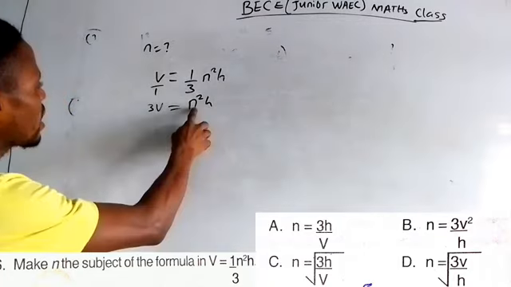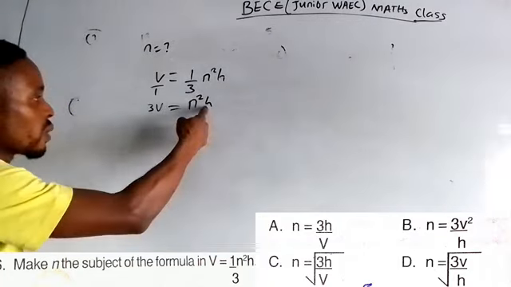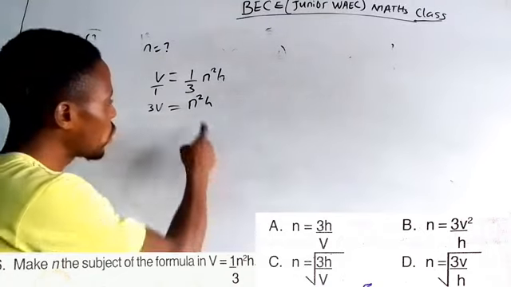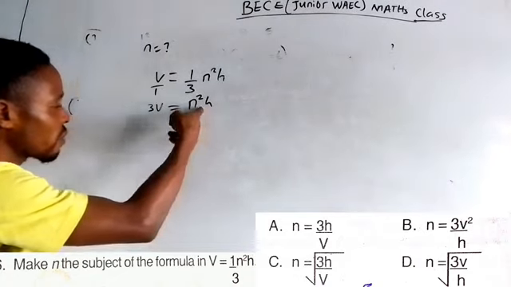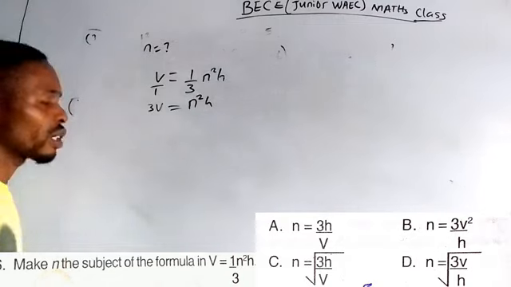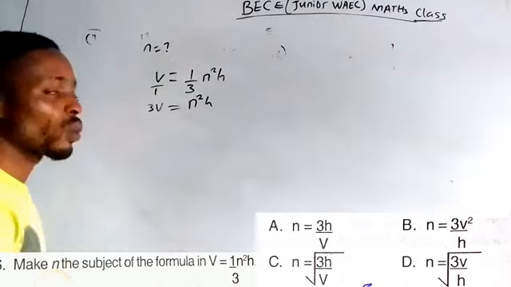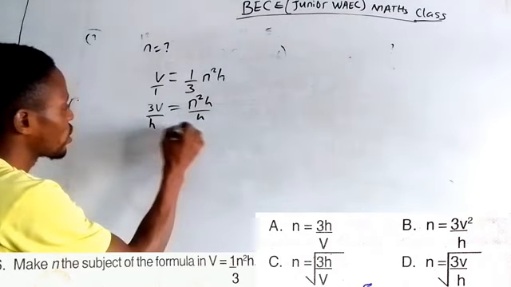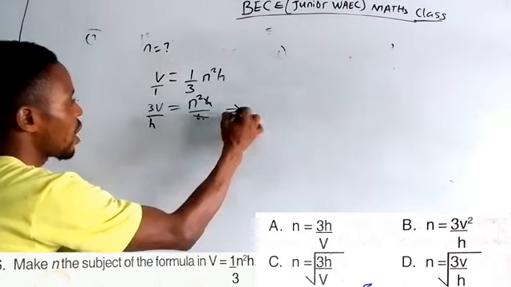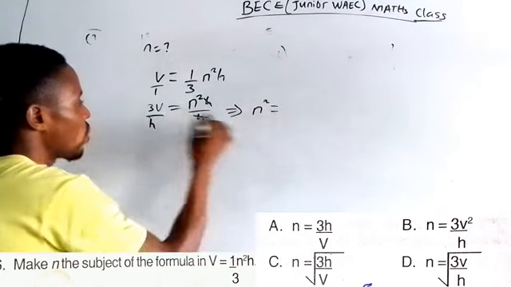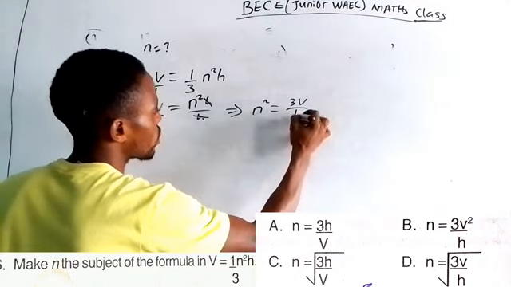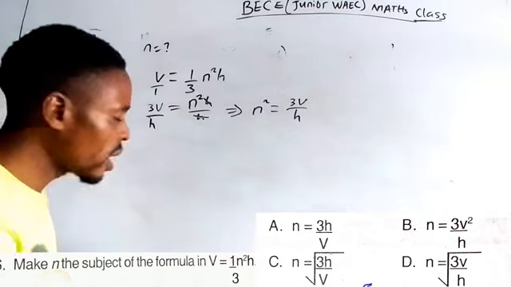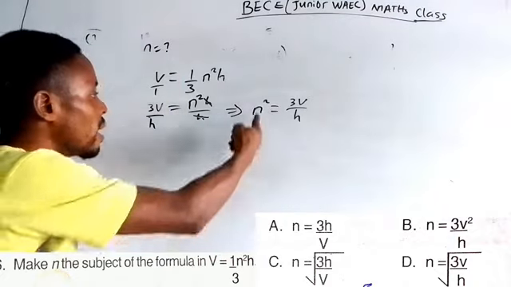So to make N the subject of the formula, this H is attached to N squared. So you divide both sides to cancel this H from this place. You divide both sides by the coefficient of N squared here, which is H. So we divide both sides by H. Yes, we cancel this. So now we have N squared is equal to 3V over H.